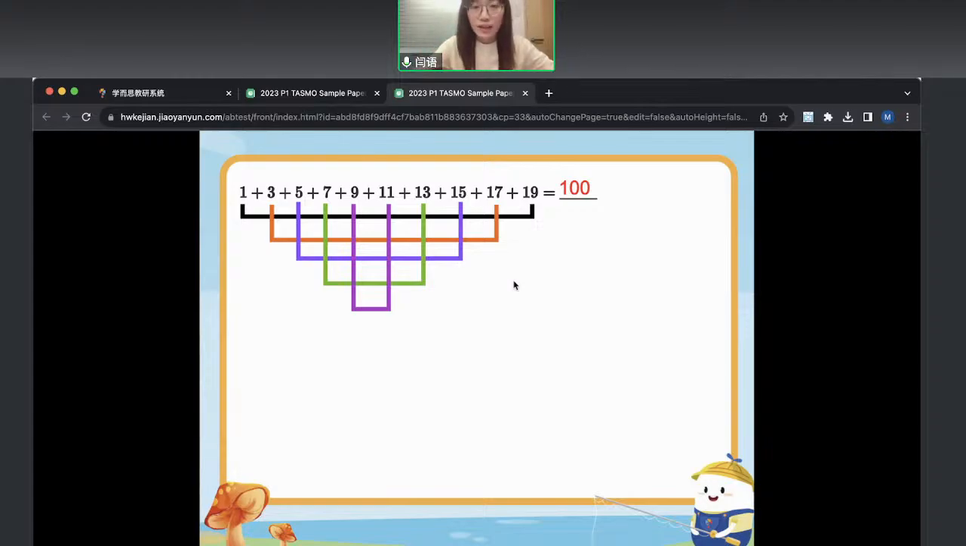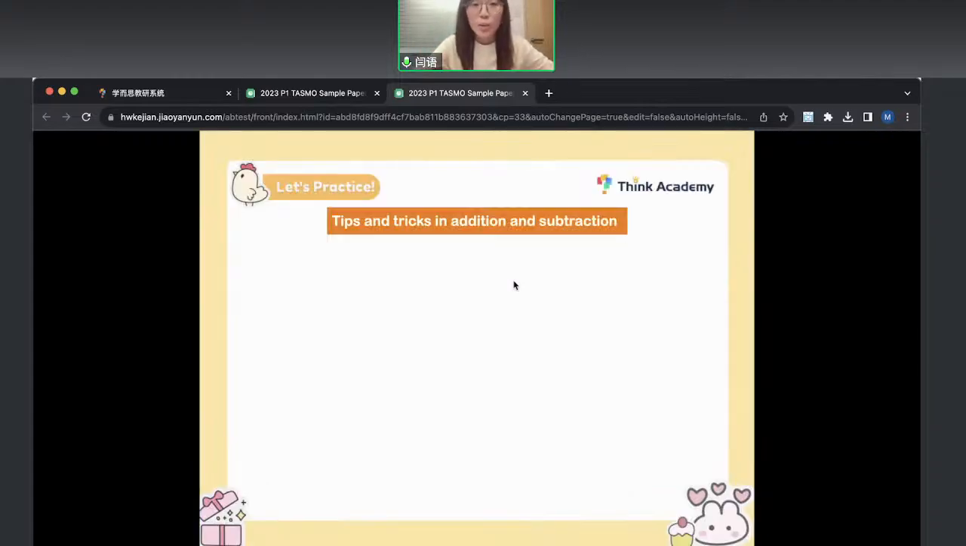And also here, Teacher Apple wants to mention more about the tips and tricks in addition and subtraction. Okay, so everyone please also try to take some notes, okay? 我们来复习一下在加法和减法当中我们之前学过的一些巧算的部分。Okay, the tips and tricks.